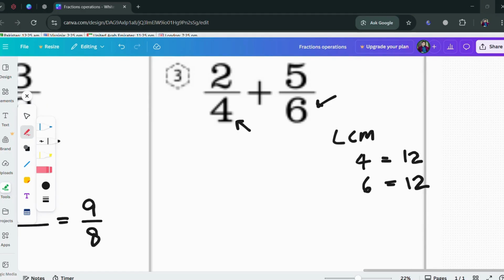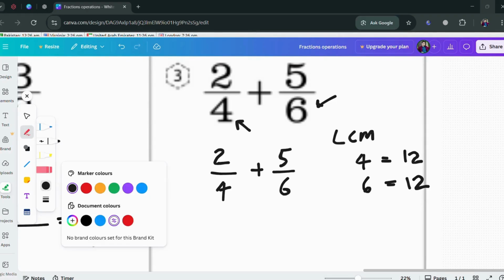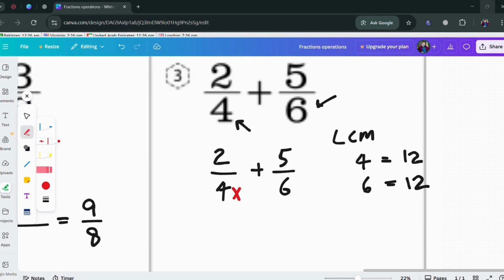So 2/4 plus 5/6. For that, I'm just going to simply write 2/4 plus 5/6 over here. And now I'll be multiplying those numbers to make the denominator common. For that one, I have to multiply both sides by 3. And for the other one, I have to multiply both the numerator and the denominator by 2.